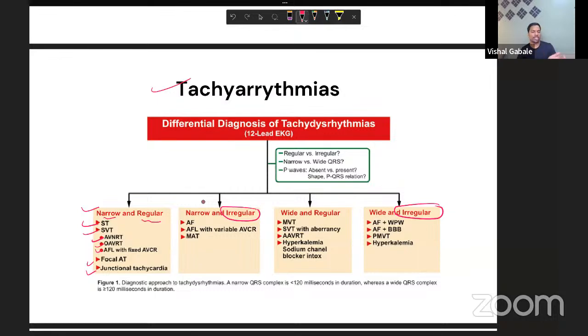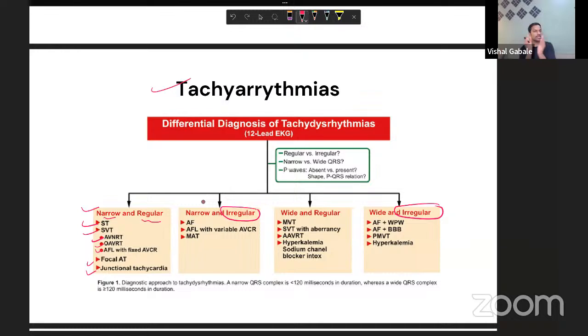Which would be irregular? Irregular is atrial fibrillation. You know that. It is narrow complex because it is supraventricular. It is atrial fibrillation, and therefore it is irregular. Then atrial flutter with variable AV conduction. So on the first day itself, we discussed that atrial flutter has different types of blocks. Sometimes there is a 2:1 block. That means after 2 P waves, a QRS will be conducted. In case of 3:1, after 3 P waves, a QRS will be conducted.